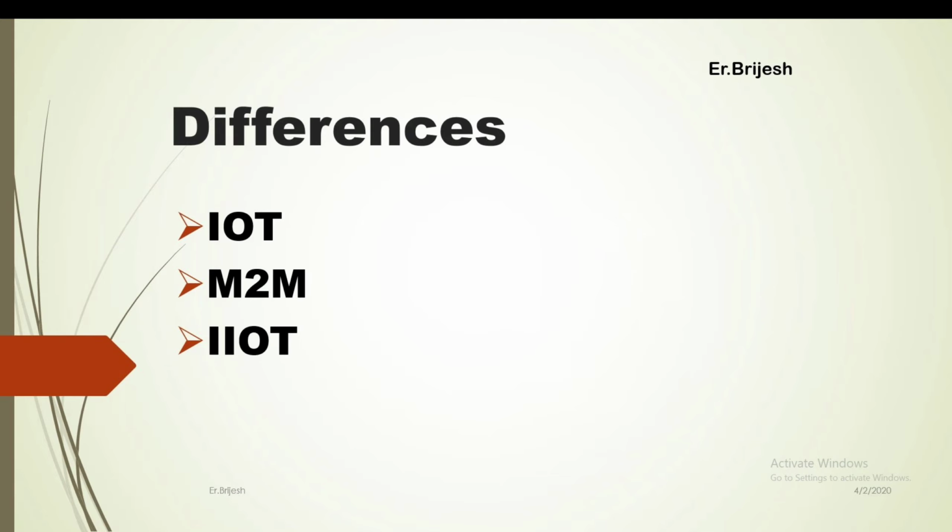As in the previous video, we discussed the history and future of IoT. Now in this video, we are going to discuss the differences between similar terms like IoT, M2M, and IIoT. You will listen and get confused between these three terms, as the definitions of these three terms are equally the same, but they are not exactly the same. So in this video we will discuss what the differences are between these three technologies. So let's start.